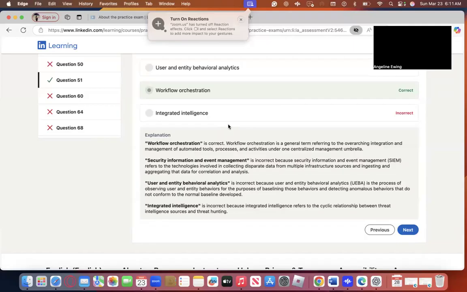User and entity behavioral analytics is also incorrect because user and entity behavioral analytics, UEBA, is the process of observing user and entity behavior for the purpose of baselining those behaviors and detecting anomalous behaviors that do not conform to the normal baseline development. Integrated intelligence is also incorrect because integrated intelligence refers to the cyclic relationship between threat intelligence sources and threat hunting.